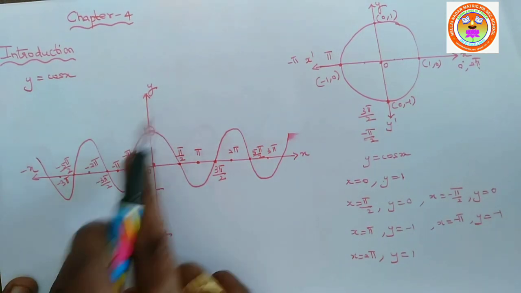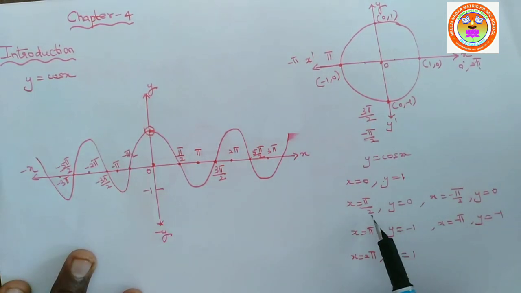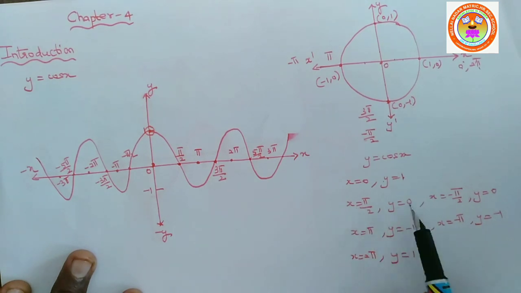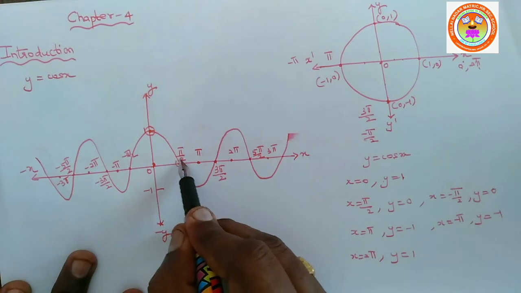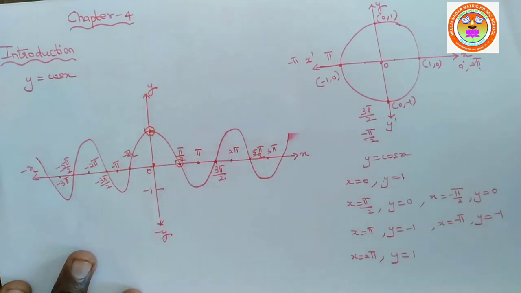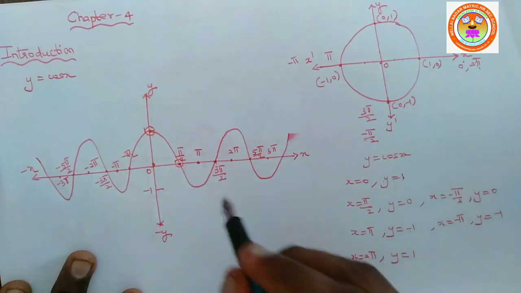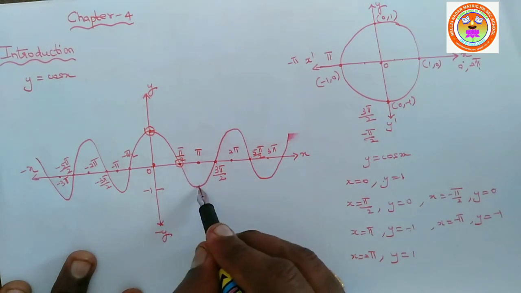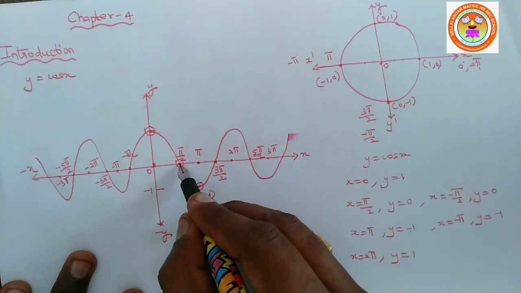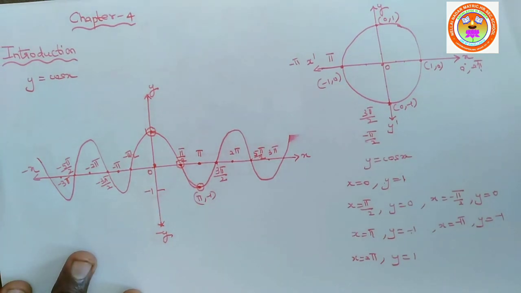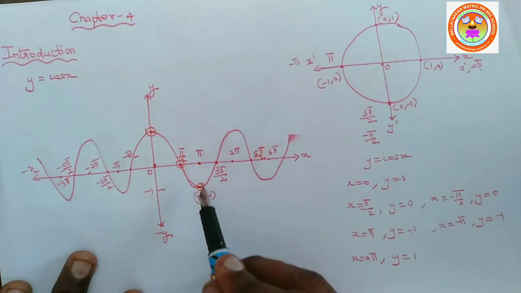0 comma 1. So starting point is 0 comma 1. Next x comma y: pi by 2 comma 0. In this axis y is 0. This is pi by 2 comma 0. See, we are joining these 2 points. Next pi comma minus 1. Pi is this one, minus 1 is this one. This point is pi comma minus 1. So from here to here it joins here.